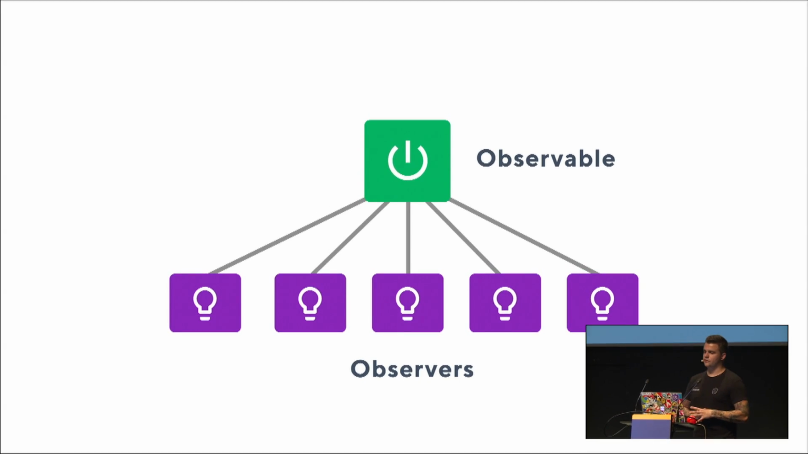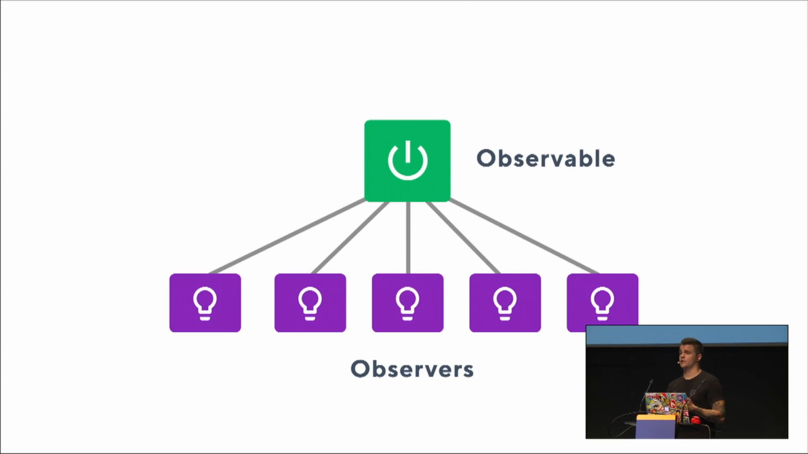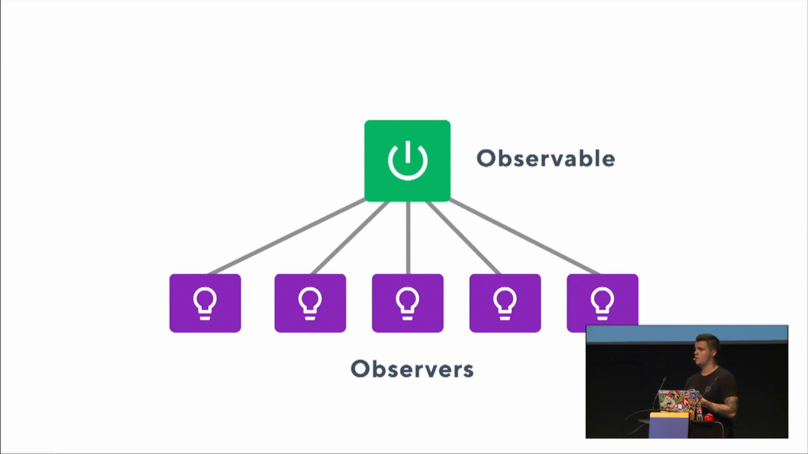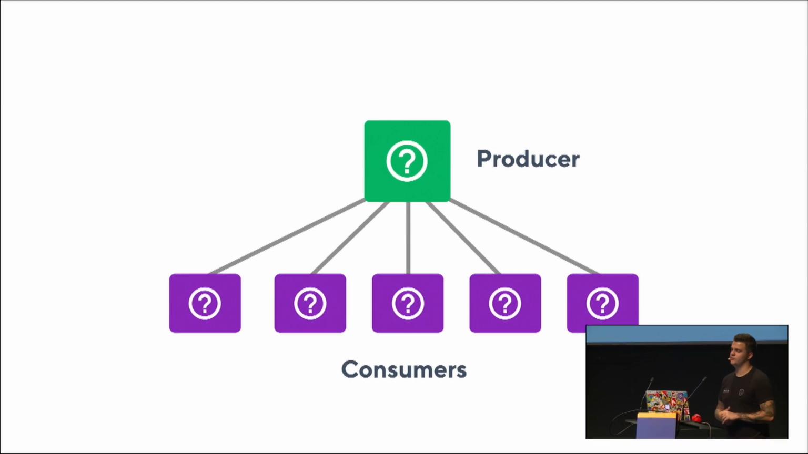Now, you've probably seen these terms, observable and observers. So the observable will be the source. It will, for instance, with our light switch, emit an on event or an off event, and every observer will respond to that accordingly. Now, I've put question marks inside of these because that's pretty much the theory behind the basics of the observer pattern. It doesn't matter what it is.